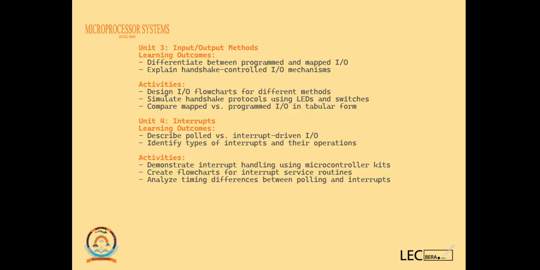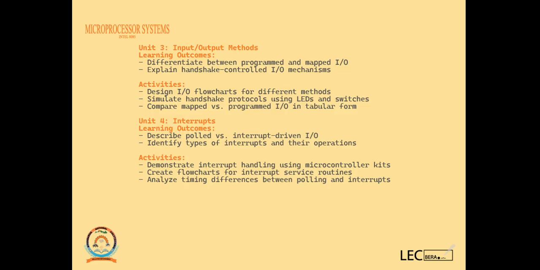Unit 3 is going to be about input-output methods. You see, microprocessor, sometimes we need to connect it to the outside world, and those outside world, we call them input or output devices. So these devices are the ones which are going to provide data either to the microprocessor or take data out of the microprocessor. So we have different methods of actually interfacing the CPU, that is microprocessor, to the input-output devices. So we are going to see those different methods.